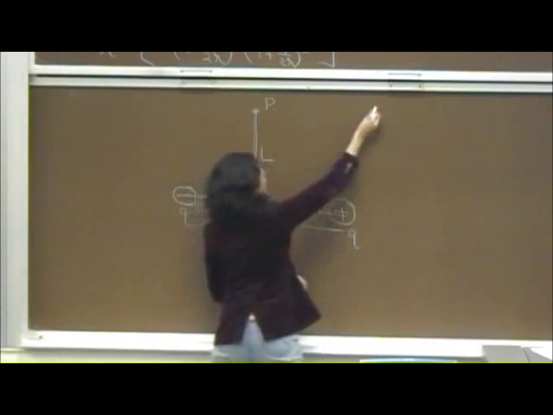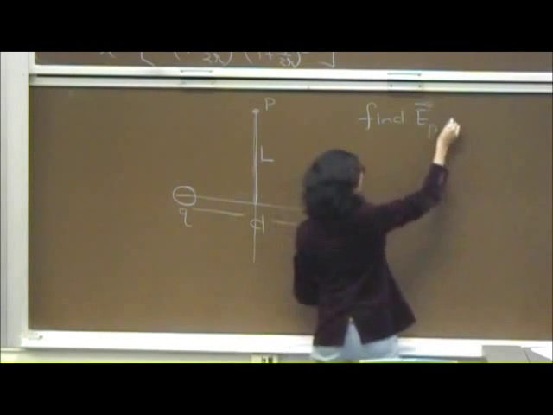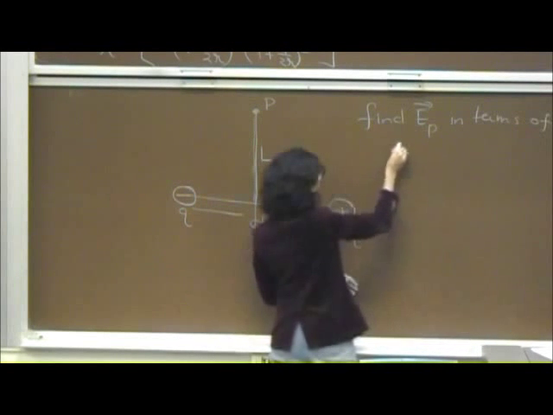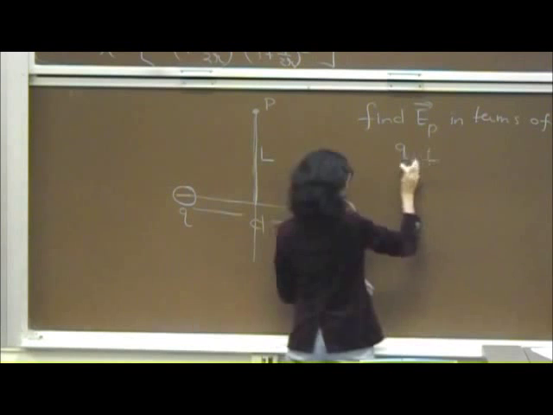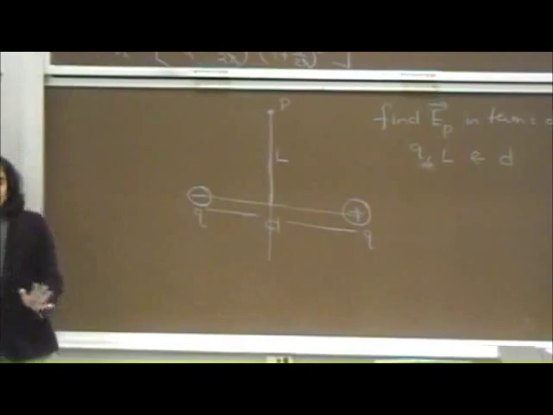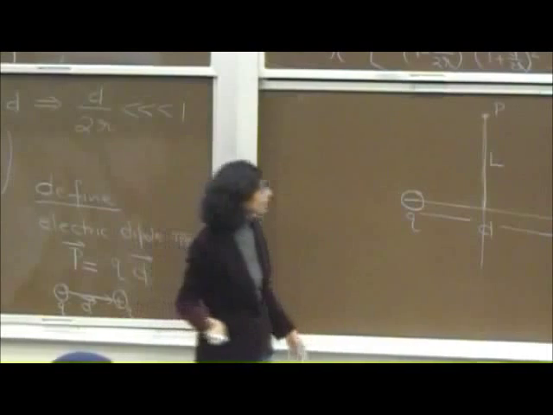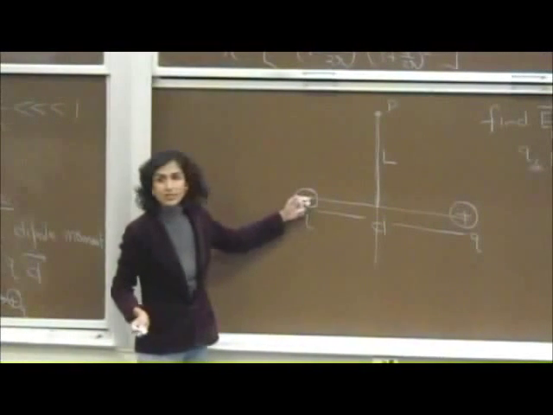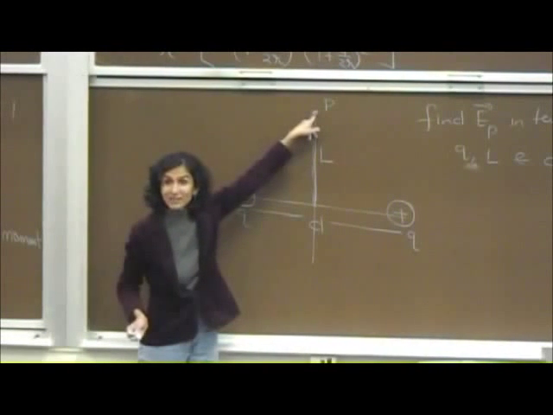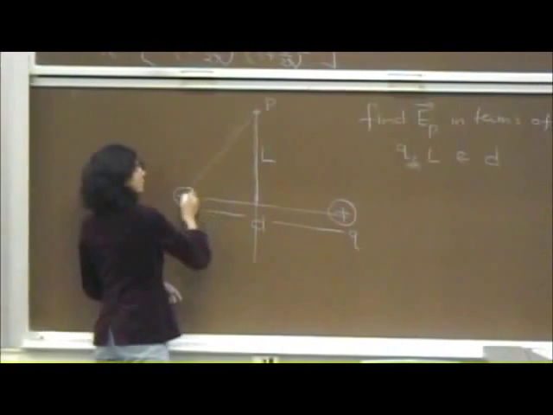And the question is asking, find E_P in terms of Q, L, and D. Do you think we can do it, folks? It's very simple. We have conceptually done it several times. Let's just do it quantitatively. What will we have to do? Due to the negative charge, the electric field at this point will be towards it, so it's going to be along the line joining this point to the charge.